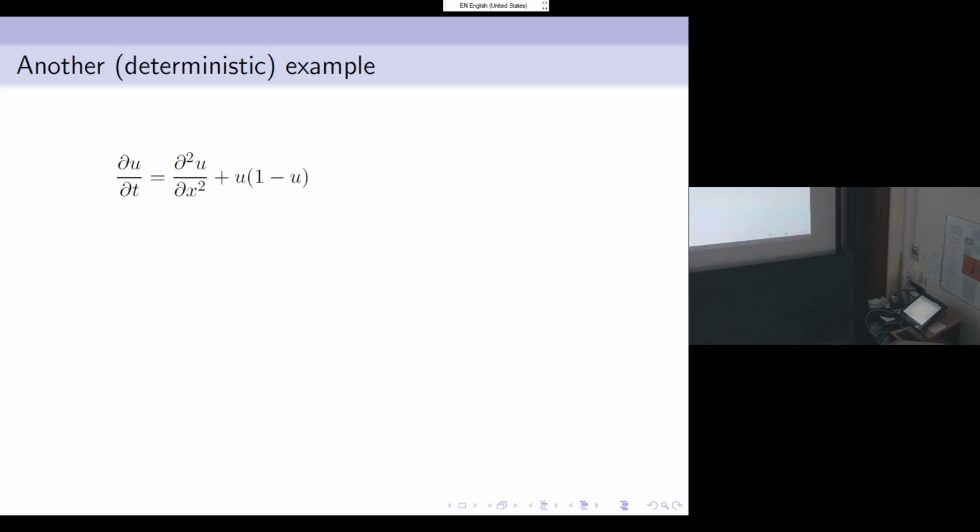Very few people seem to have observed that what they do is they say, we've read the paper of Fisher, and the paper of Fisher says we should look at u times (1 minus u) squared. And that's because they were looking at a diploid population, not a haploid population. Okay, that's the Fisher-KPP equation.